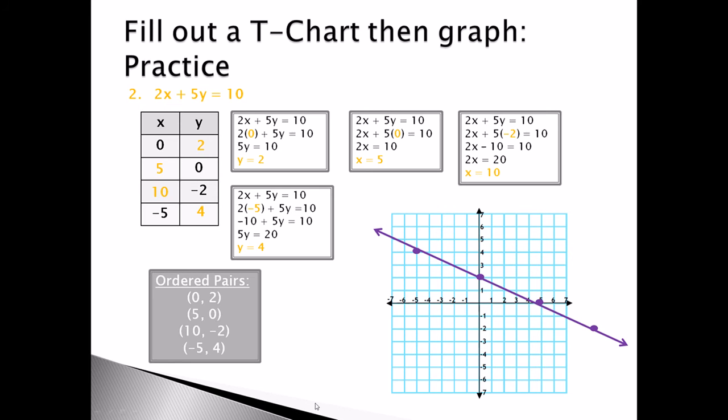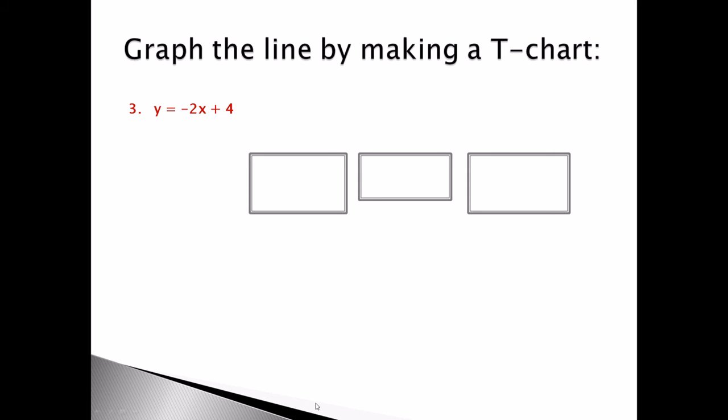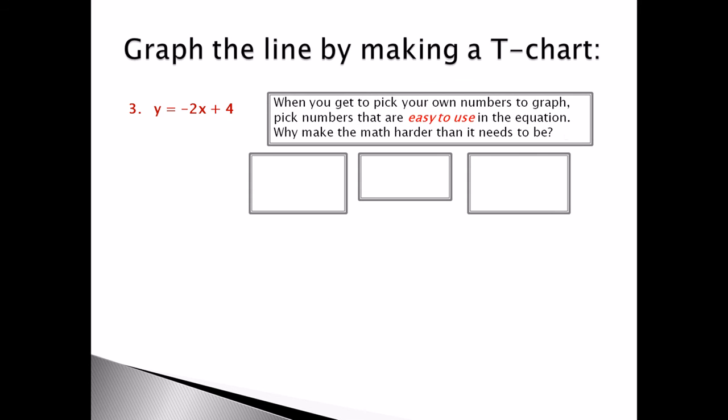All right. The next type of directions we'll see in the assignment is to graph a line by making a T-chart. And you get to make your very own T-chart. So, strategy is the best policy here. When you get to pick your own numbers to graph, please pick numbers that are easy to use. Why make it harder than you have to? These are the numbers I pick.